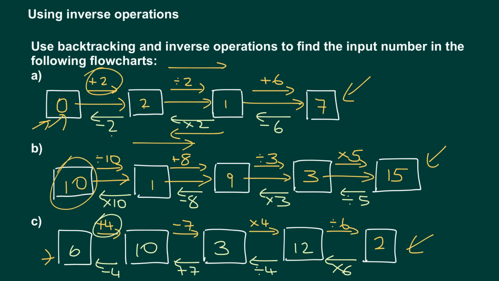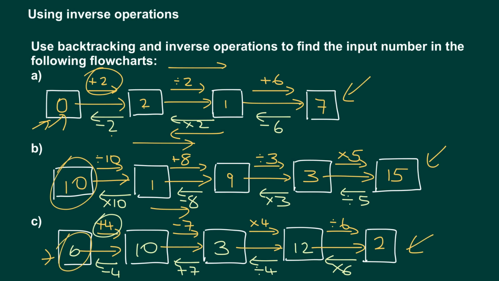Now let's verify it. Again, going to the right, we have 6 plus 4 giving us 10, minus 7 gives us 3, times 4 gives us 12, and finally divided by 6 gives us the output number of 2. So we know that the input number of 6 that we got earlier is correct.